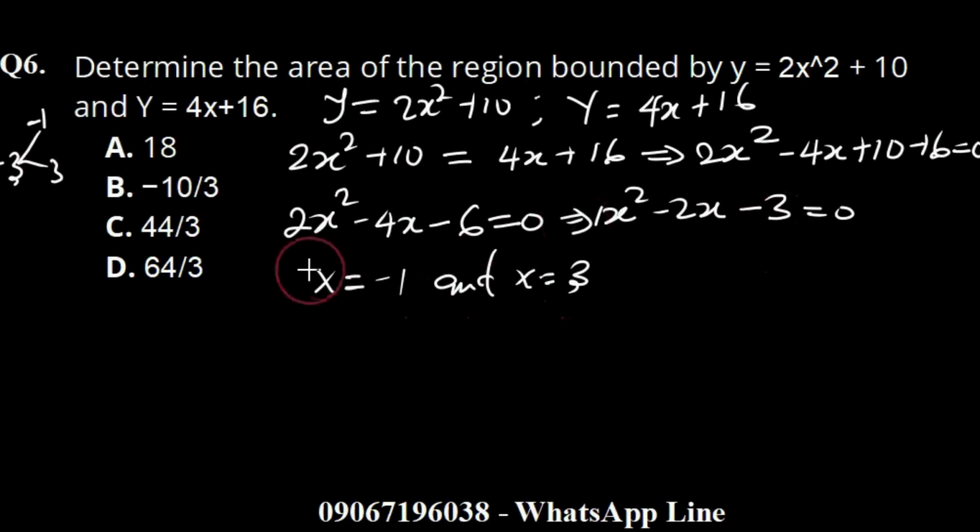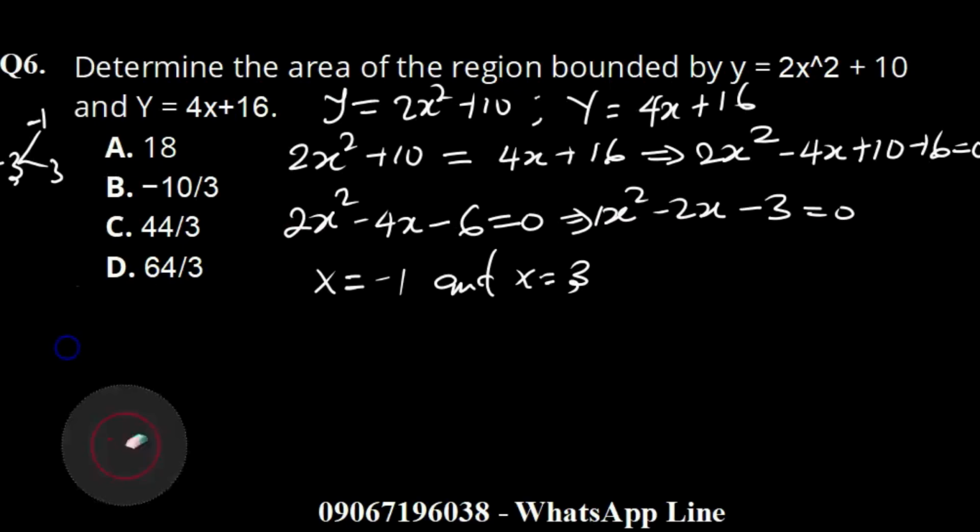Now this is going to become our upper and our lower limit. So our upper boundary is going to be 3 and our lower limit is going to be minus 1. So at this point, what we need to do now is to find the integral between the upper and lower boundary, 3 and minus 1, for the equation, where the upper one is going to be 4x. So let's just quickly write out the formula so that you can understand that.